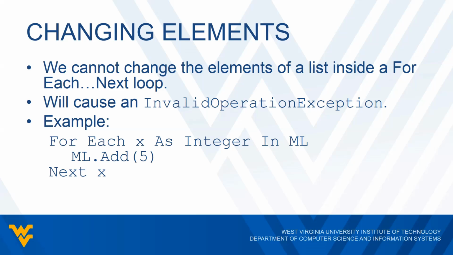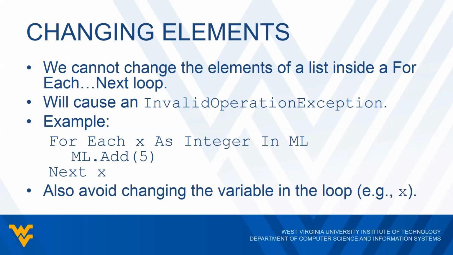So let me give you an example here. Let's say we have a for each loop, and we're going to have our ML list of integers, and we take an item in x. And what we do inside here is just add 5 to the end of the list. This is not going to work. We're not allowed to add anything to the list. We're not allowed to make changes in the list inside of a for each loop.